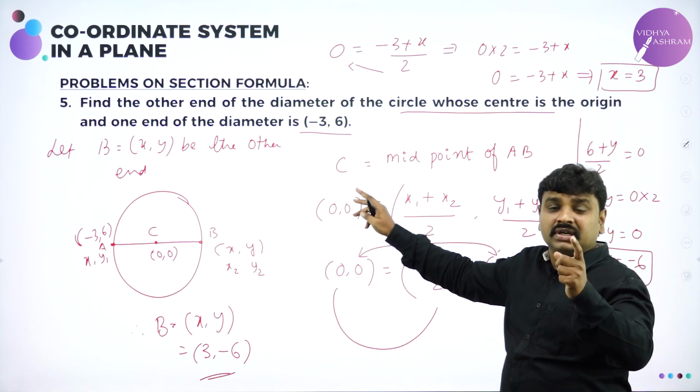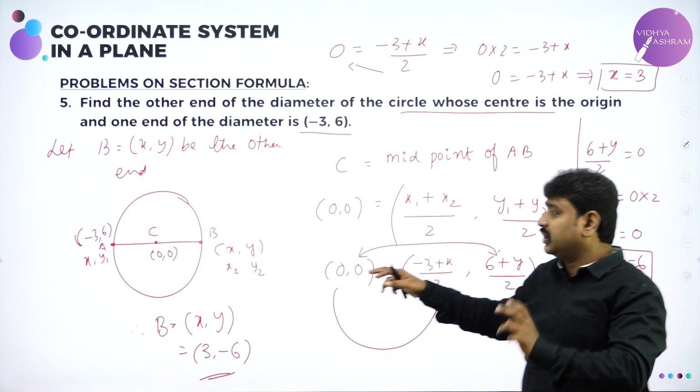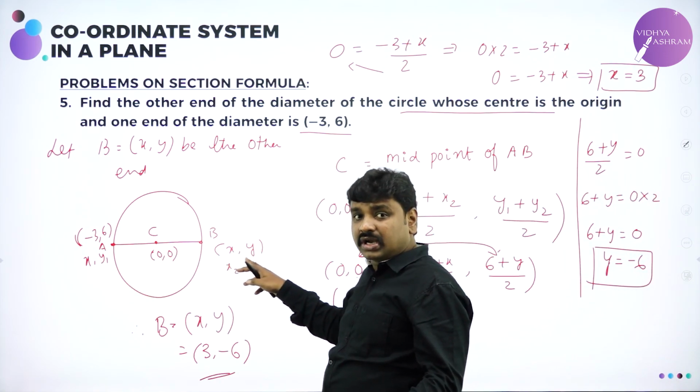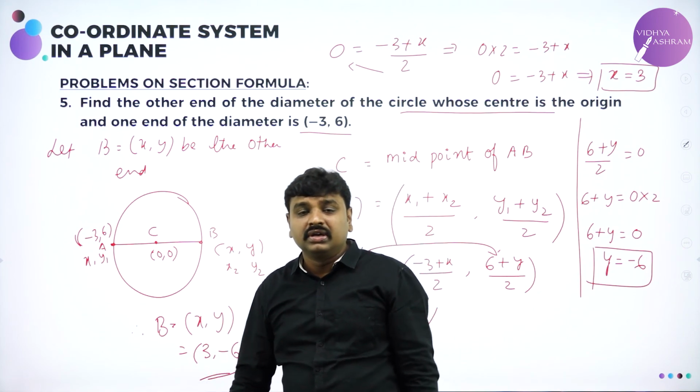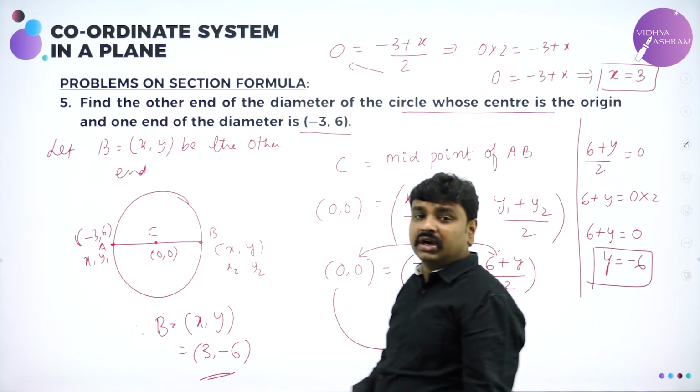What is the concept? The center is the midpoint of the diameter. So one end of the diameter is given, call it x1, y1. The other end is not given, call it x comma y, and use the midpoint formula and solve for the unknown. I hope all of you understood how to find the other end.